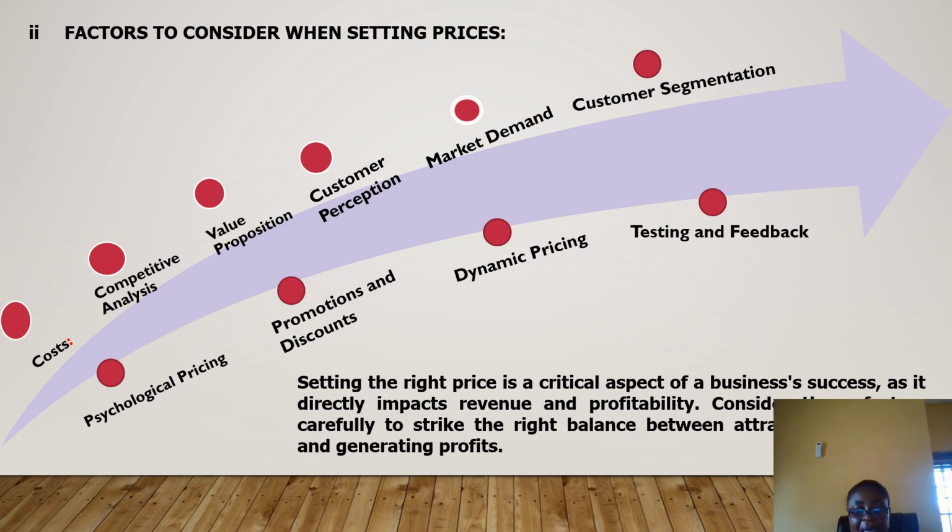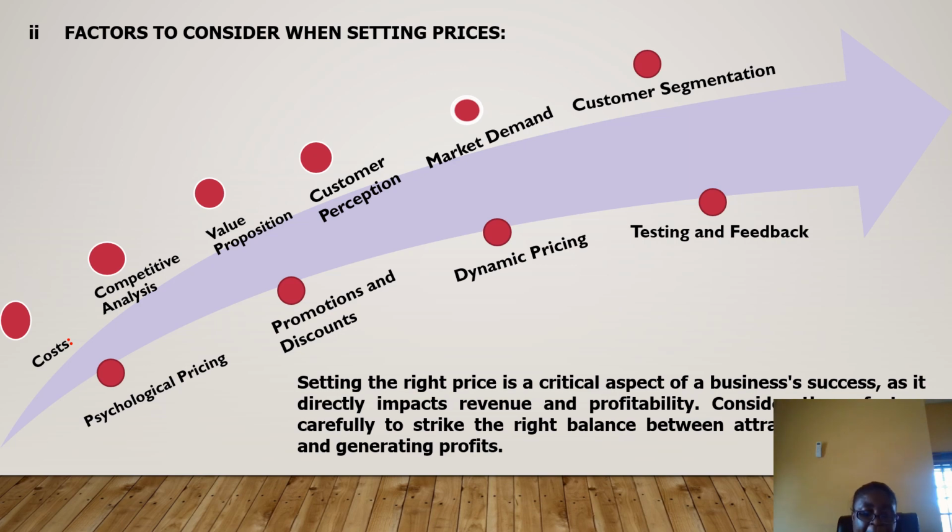Testing and feedback is the last one, that is continuously monitoring and gathering feedback on your pricing strategies to refine and adapt them based on customers' response and market conditions. You have to make sure that you get feedback. If your price is so low or so high, people will no longer patronize you. They will run away from you. You get feedback from them. Why are people not coming to me again? Some of them will be honest to tell you that the price is too much. We no longer want to patronize you again.